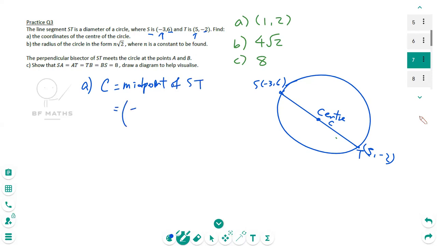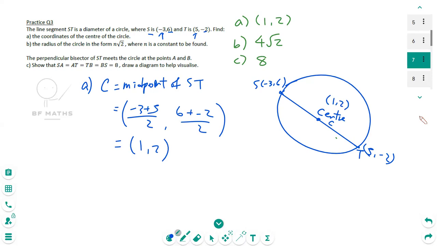So I can work out (-3 + 5)/2 and (6 + -2)/2. You get 1 and 2, okay, as needed. Right, part B: find the radius of the circle in the form n√2. To find the radius, now we know the center C is (1, 2). The radius is here. That's the radius.